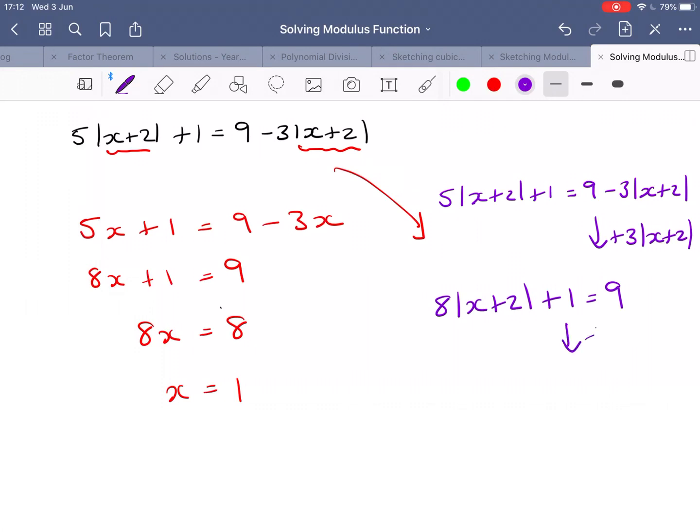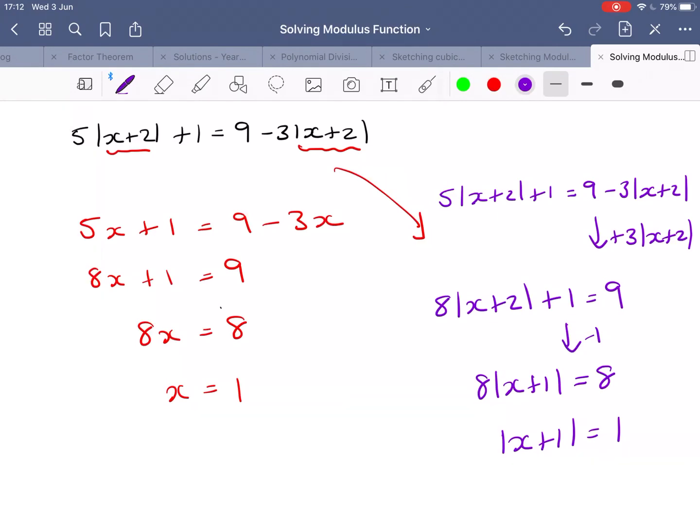I then take away the 1. 8 lots of the modulus of x plus 2 equals 8. Divide by 8, and I've now rearranged it. So I've got the modulus of x plus 2 equals 1. And now I've got a modulus equals something. So now I can solve these.